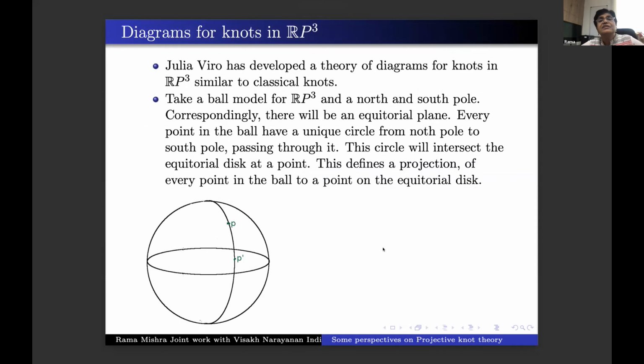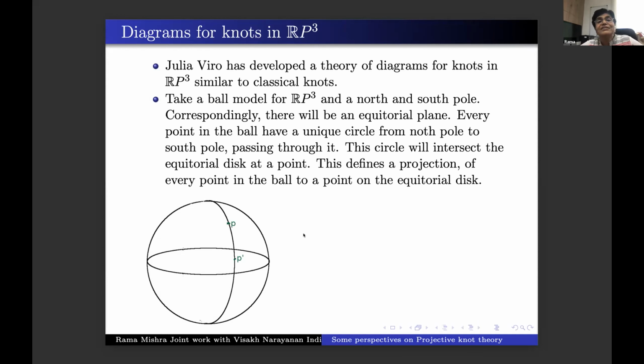In RP3, similar to classical knots, the theory of diagrams has been developed, and Julia Viro has been instrumental. She developed the theory and moves, and she has even worked on defining the Jones polynomial using the Kauffman bracket from the diagram theory. All that is already known. So how the diagram works here is, in classical knot theory, you project into a plane, and here you project into a projective plane, RP2.